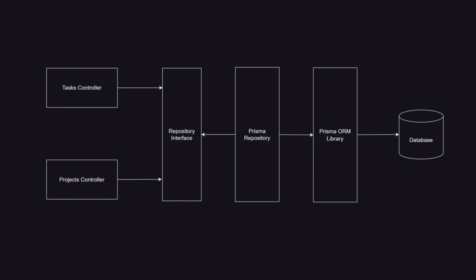Now, if we decide that we don't want to use Prisma ORM and use Sequelize or NoSQL database, all we have to do is create a Sequelize or Mongoose repository that implements the interface. No changes to controllers are needed. And as you can imagine, large projects have a lot of controllers, so repository pattern can potentially save us a huge amount of work if we decide to make changes to how our application accesses data.